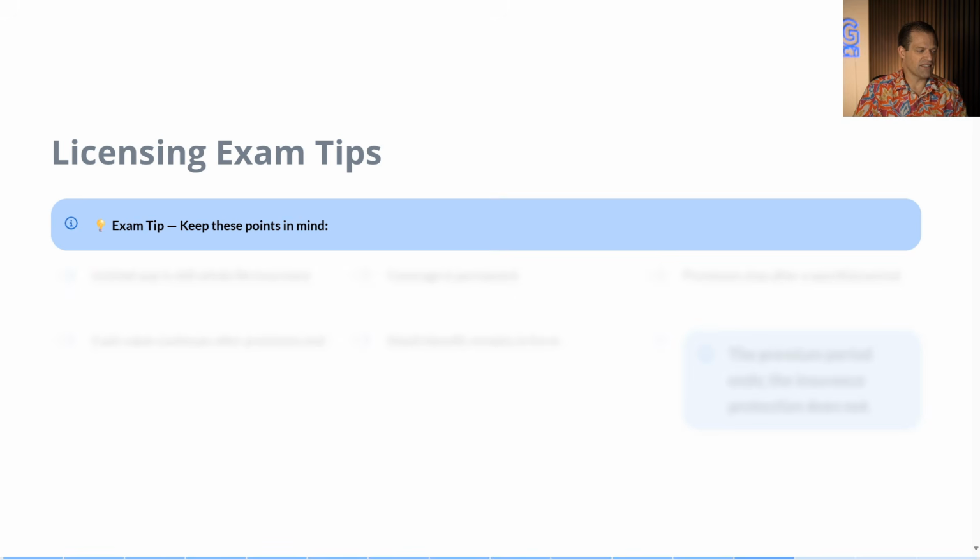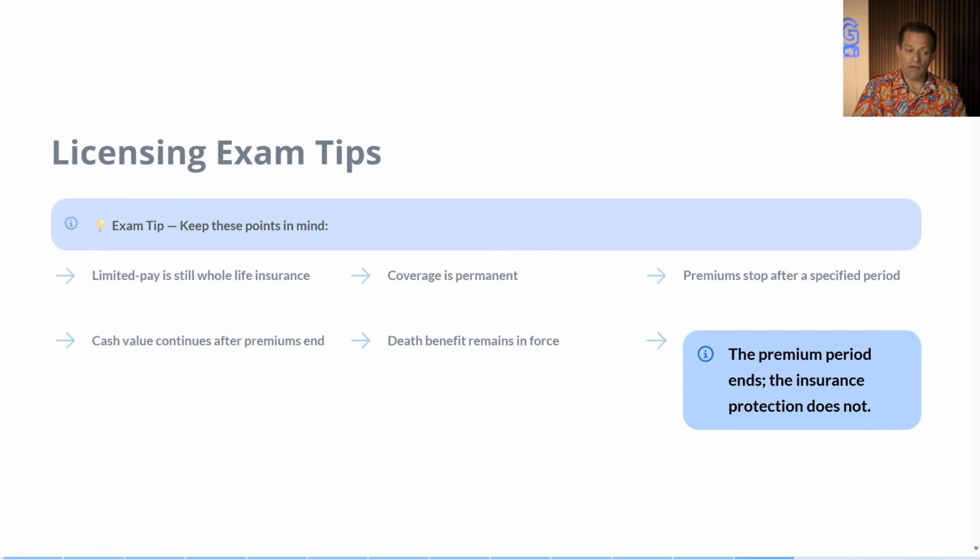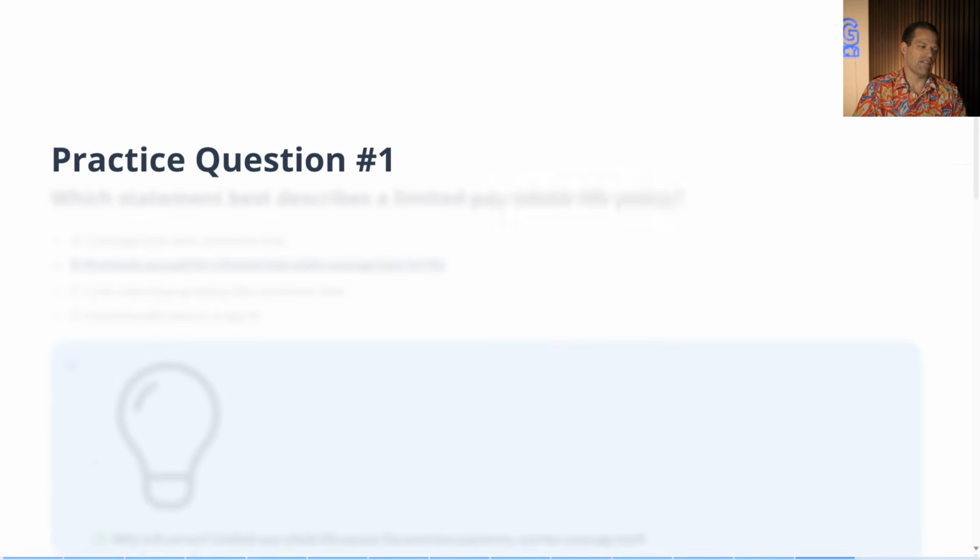And remember, licensing exam tips, a couple things to keep in mind. Limited pay is whole life insurance. It's still whole life. Coverage is permanent. Premiums stop after a specified period. It's just the payments are limited, but it's still whole life. Cash value continues after premiums end, and death benefit remains in force. So the premium period ends, but the insurance protection does not. That's the definition of a limited pay whole life plan.